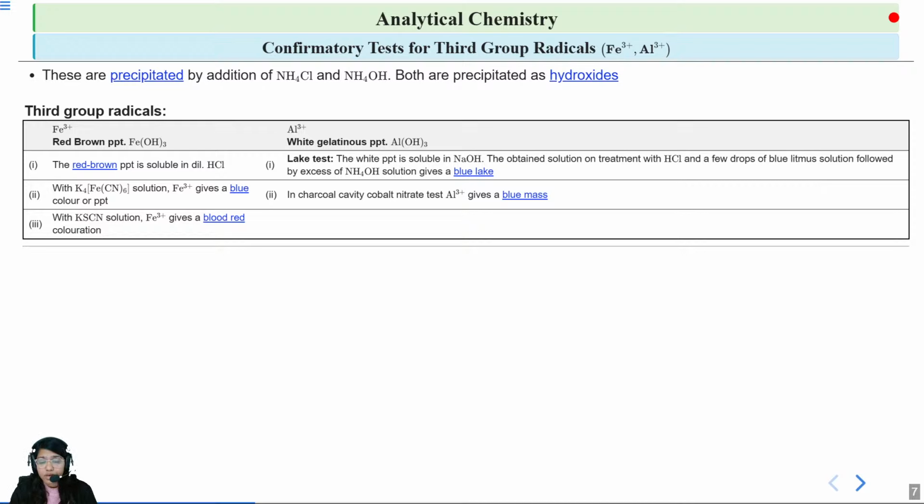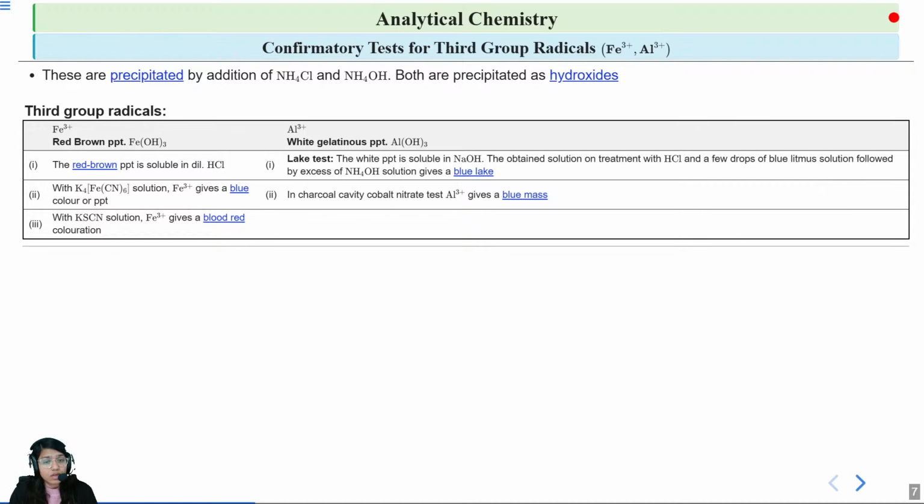Fe3+, that is ferric ions, react with K4[Fe(CN)6] to form a blue precipitate. So when Fe3+ reacts with K4[Fe(CN)6], it forms a blue colored precipitate. And when Fe3+ reacts with KSCN solution, it gives a blood red coloration.